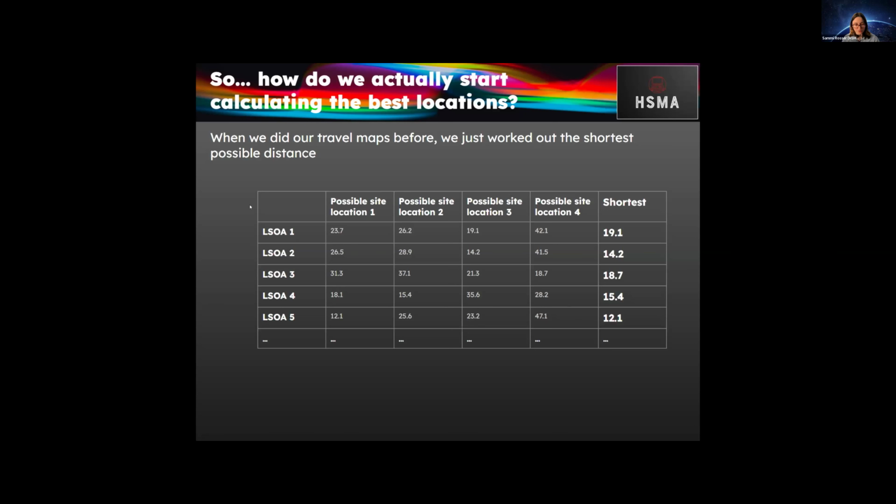So if we've got 4 possible sites, again, we'll just be reading across and going, okay, from LSOA 1, the shortest travel time is this one here, site location 3. Let's put that into our shortest column. LSOA 2, 14.2, same site actually, but this one here, LSOA 3, the shortest possible travel time is 18.7 to site 4. So that's what goes into our new column that we've created called shortest. In reality, we'll get pandas to do this for us. We won't be manually calculating this for every LSOA.